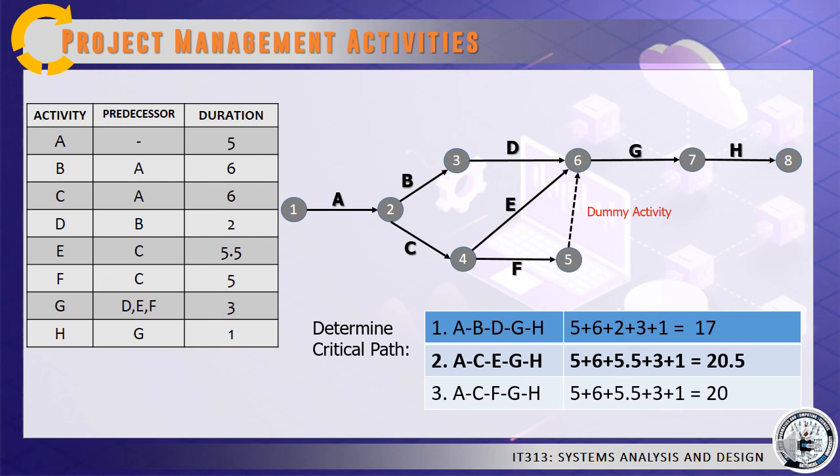To identify our critical path, we'll just have to add the duration for each activity in each path. For example, our first path, which includes A, B, D, G, H, with its corresponding durations as 5, 6, 2, 3, and 1, which gives us a sum of 17 days. Our second path has 20.5 days, and our third path gives us 20 days.